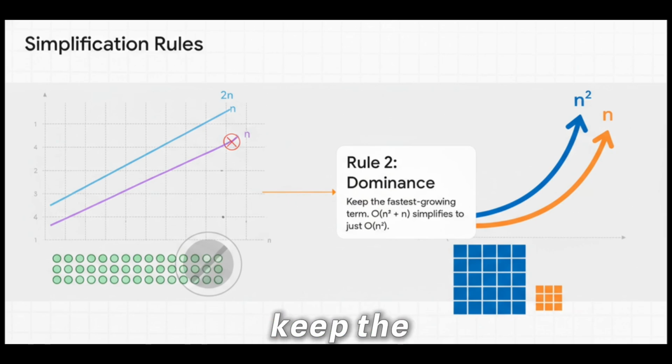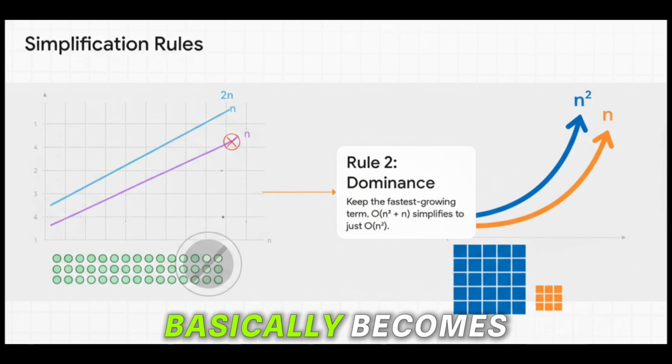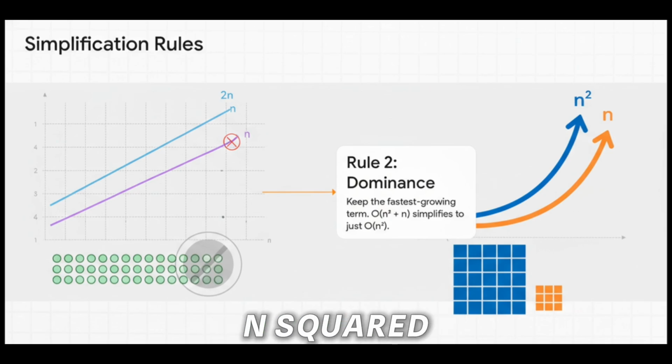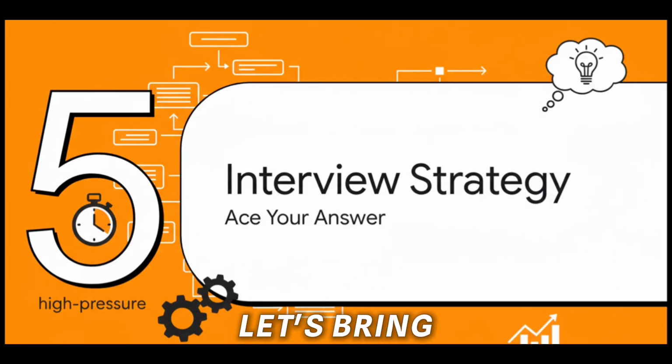And rule number 2, keep the fastest growing term. Imagine your code does one thing that's O of n² and another thing that's O of n. That n squared part is going to get so huge, so fast, that the little O of n part basically becomes irrelevant. It's the bottleneck. So we just drop the smaller term and call the whole thing O of n squared. Easy.